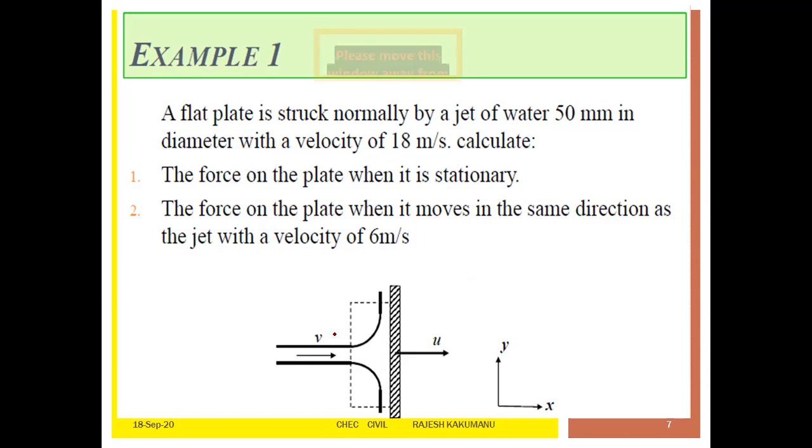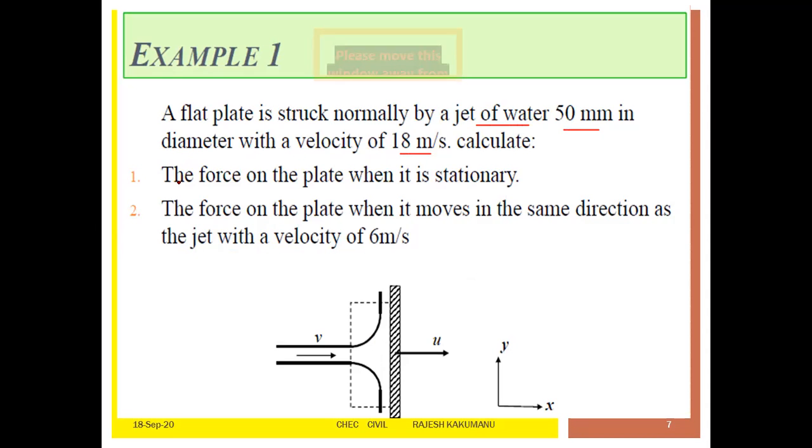A jet striking a plate that is moving or inclined, so what is the problem? A flat plate is struck normally by a jet of water 50 mm in diameter. So what is the diameter of the pipe? The diameter of the pipe is 50 mm, right? It is striking the flat plate with a velocity of 18 meters per second. So what is the velocity? 18 meters per second. Now what to calculate?